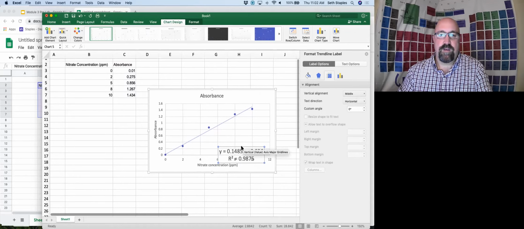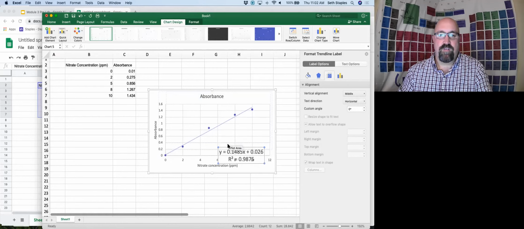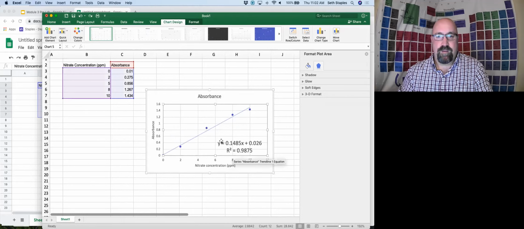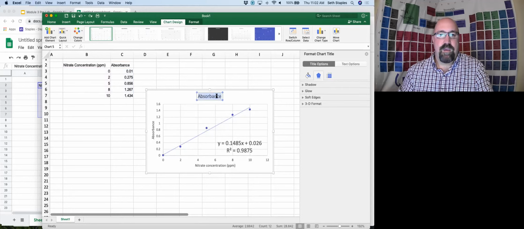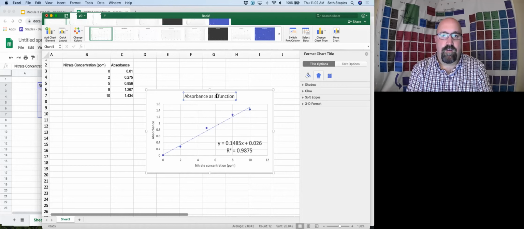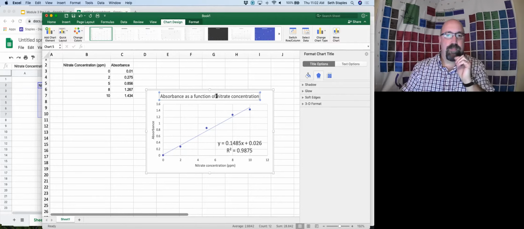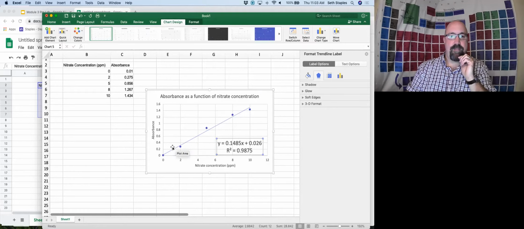And we can move our equation a little bit here. Oh, there we go. Whoa, what did I do there? There we go. And we just need a proper title. Absorbance as a function of nitrate concentration. And there we go. We have our equation for that and our R squared value.